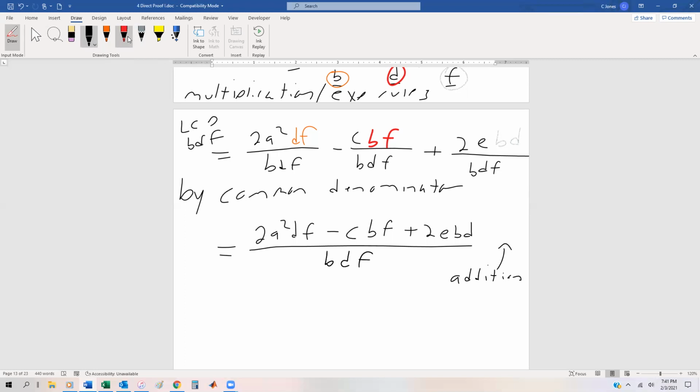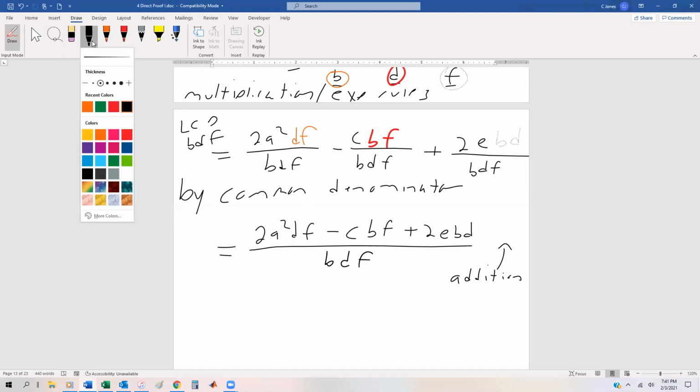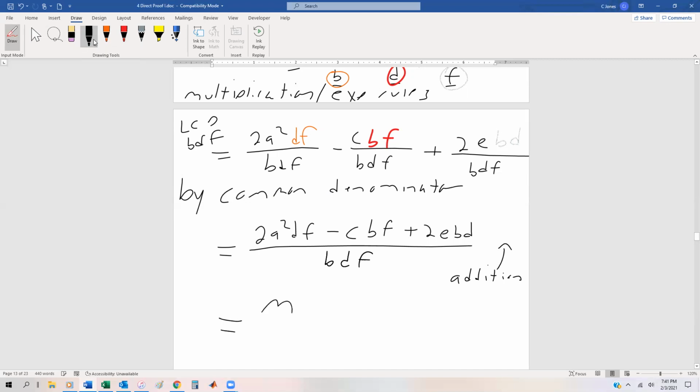And what do we have in the numerator? Integer times integer squared, integer times integer. So this whole thing is an integer. CBF is an integer. 2EBD is an integer. Integer minus integer plus integer is an integer. So let's just call all of that, we're running out of variables, but let's just call it M. And then the denominator, let's call that N, right? And that's just by integer closure.